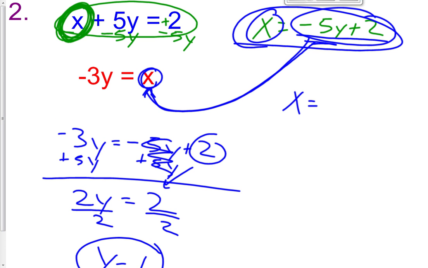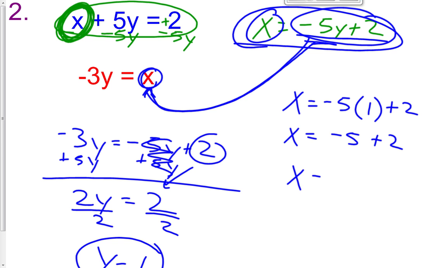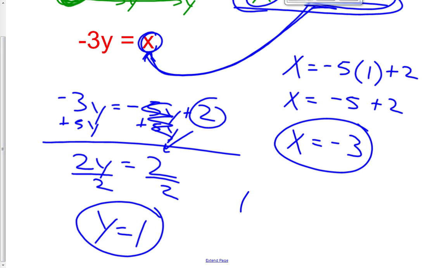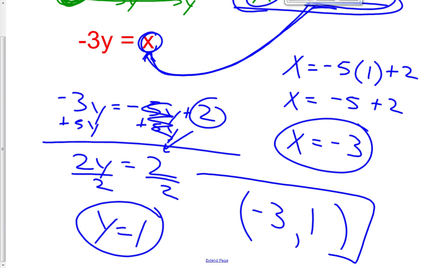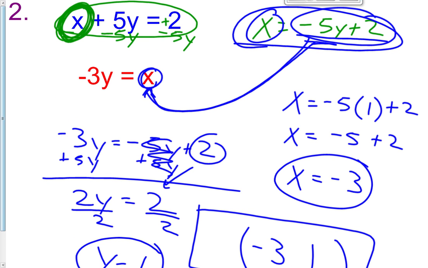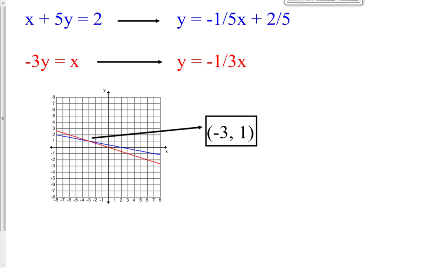What does x equal? It equals a negative 5 times the y, and we found y to be 1, plus 2. So x equals a negative 5 plus 2. So x equals a negative 3. So my ordered pair is the point, x-coordinate, y-coordinate, negative 3, comma, positive 1. This is my solution. This is where the two lines intersect if we were to graph both of these lines. Notice how on the next page, if we graph both of the lines, it crosses at negative 3, positive 1.